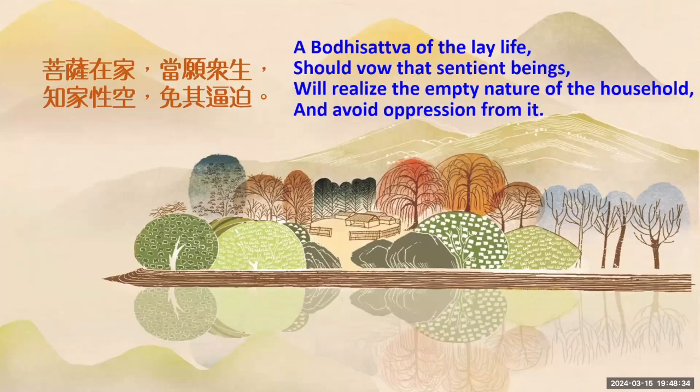I remember a Dharma master once shared that when she made the initial resolve to live permanently in the monastery, her family objected to it. Then a good, wise friend taught her to recite this verse as her vow. So she constantly repeated this verse in her mind. A bodhisattva of the lay life should vow that sentient beings will realize the empty nature of the household and avoid oppression from it. Sure enough, her family came to a gradual understanding and supported her decision.